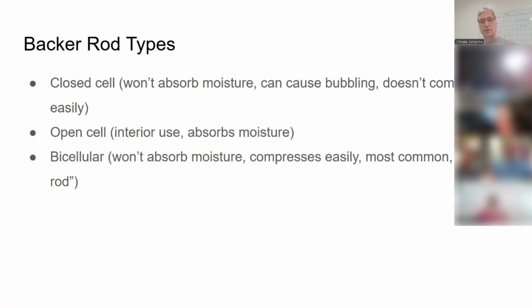We would use the bicellular because it basically has the properties of both. It compresses easily, doesn't absorb moisture. It's the most common product out there that people use. Basically, we refer to it as soft rod. I think it's even marketed as soft rod as well, at least some people do.